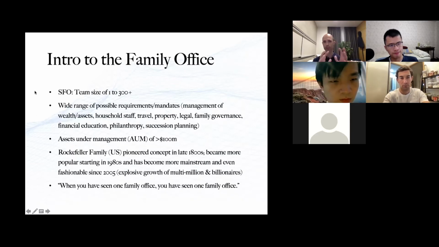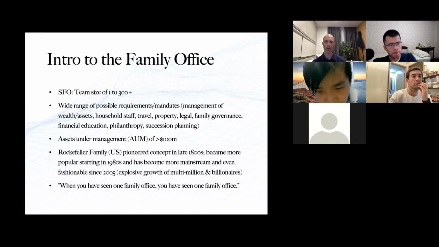Typically, I'm going to focus on single-family offices. Just one note on multifamily offices. Multifamily offices, as I mentioned, is a third-party service provider. So single-family offices, as I highlight here, typically you have a team size of one person all the way up to 300 or more, so multiple hundreds possibly.